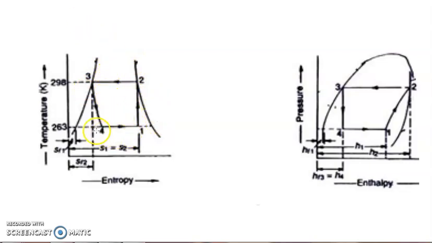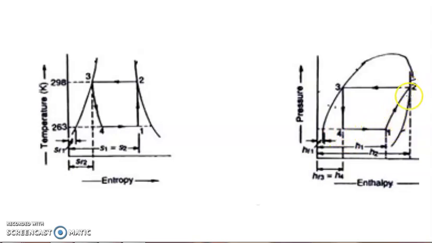Now you observe, all of you know the process 4 to 1 is the evaporation process, 1 to 2 is the isentropic compression process, 2 to 3 is the condensation process, and 3 to 4 is the expansion process. This is the TS plot, and the PS plot also has the same process. 4 to 1 is evaporation, 1 to 2 is compression.